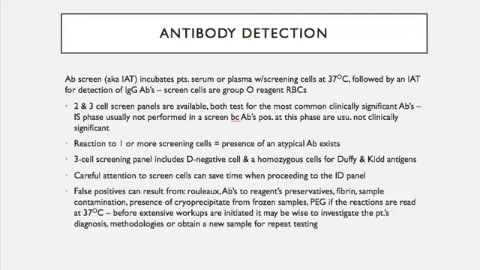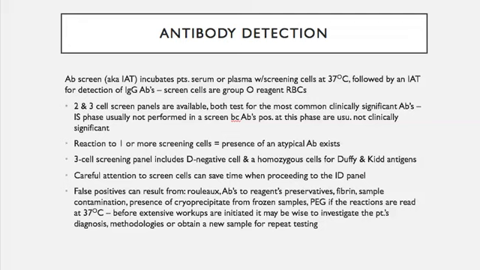The difference in the 2 and 3 cell screening panels: the 3 cell screening panel is going to include a D negative cell and a homozygous cell for Duffy and Kidd antigens so that we can see dosage if it's present. You have to pay careful attention to the screen cells because that can save time when you are proceeding to the full antibody panel.